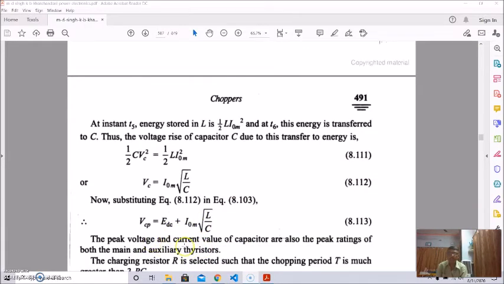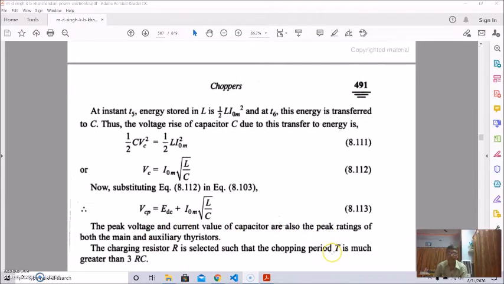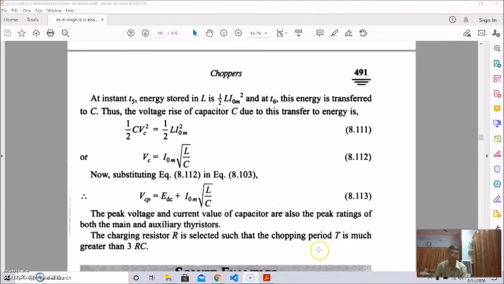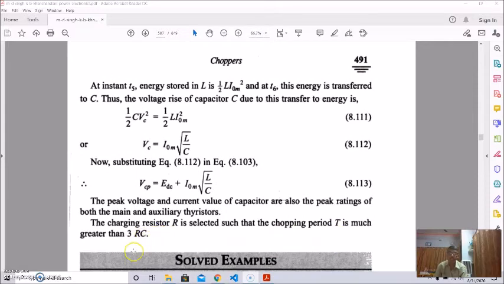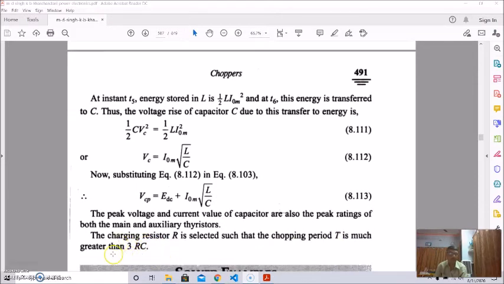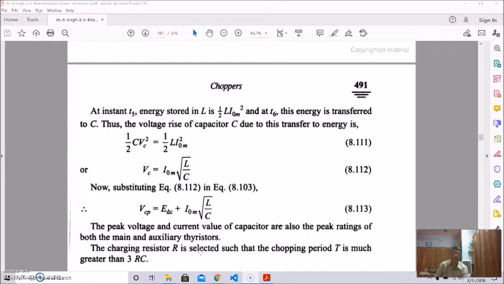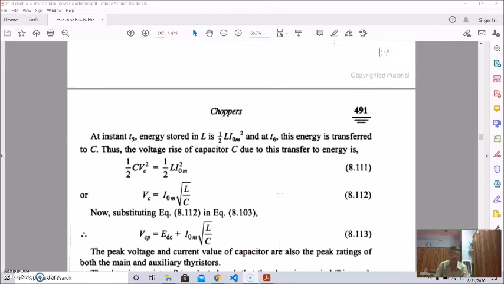So this peak voltage and current value of the capacitor are also the peak ratings of both the main and auxiliary thyristors. And the charging resistor R is selected such that the chopping period T is much greater than, say, 3 times this RC, which is the time constant. So basically this is all about the current commutated chopper, and hope you have understood it.